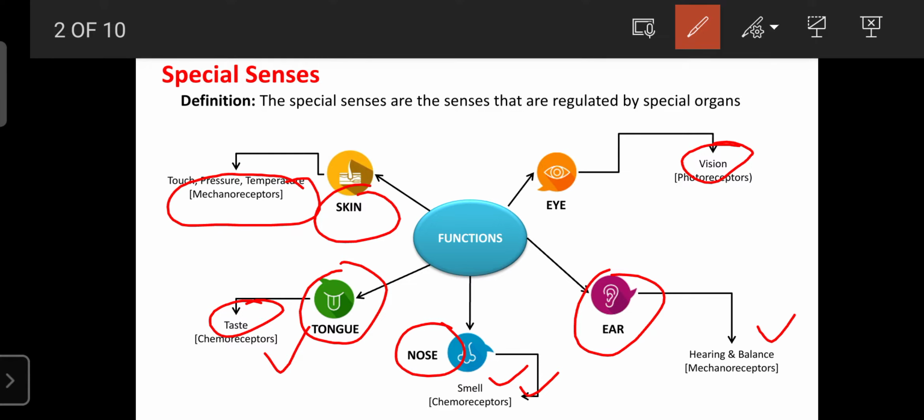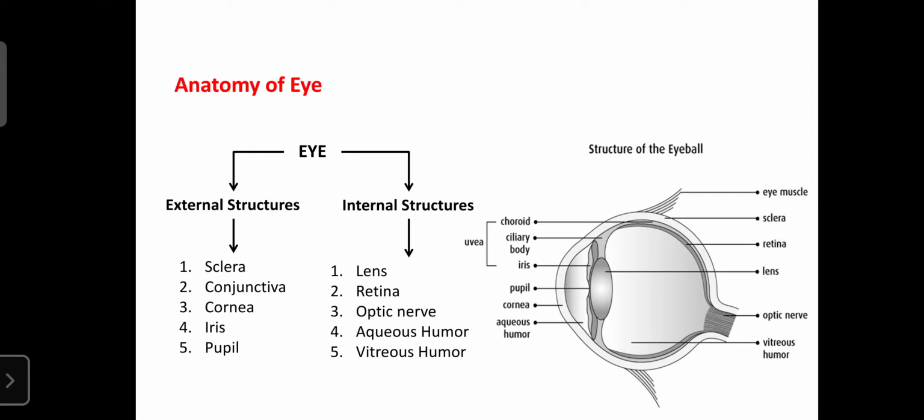So these are the special sense organs. They are involved in the regulation of special senses like vision, hearing and balance, smell, as well as taste, and also touch, pressure, and temperature. So now we learn regarding the anatomy of the eye.